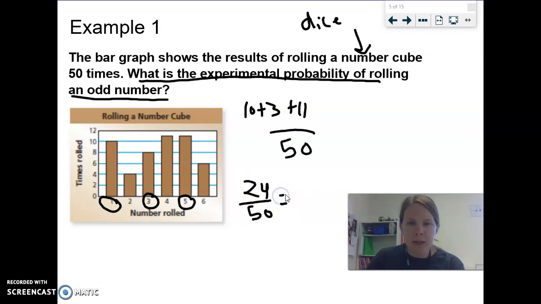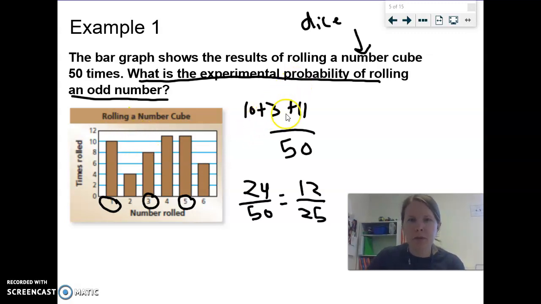Can we simplify this? I think for sure we can. I think we can go down to 12 and 25, so dividing it in half. Can I divide it any more than that? 3, maybe by 3. Is 25 divisible by 3? No. I think that's what our answer is going to be.